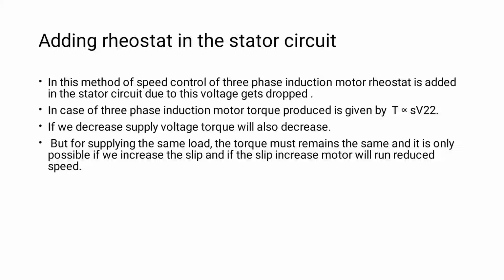Adding rheostat in the stator circuit. Here we are going to add resistances in the stator circuit, and due to the addition of these rheostats, the voltage gets dropped. So the torque equation becomes T directly proportional to S V square. If we decrease the supply voltage, torque will also decrease. But we want to maintain the constant torque by supplying the same load, and the only possible way is to increase the slip. And if we increase the slip, the motor will run at reduced speed. By doing so, we can control the speed of the induction motor.